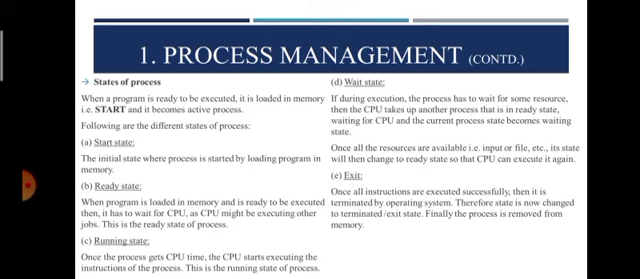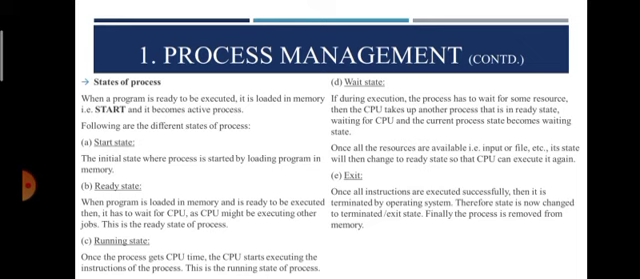First, start state. The initial state where the process is started by loading the program in the memory. Whenever the program is being loaded to the memory, it is known as the start state.